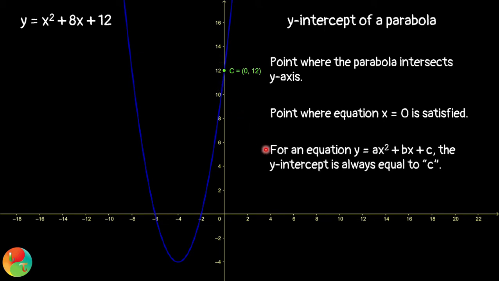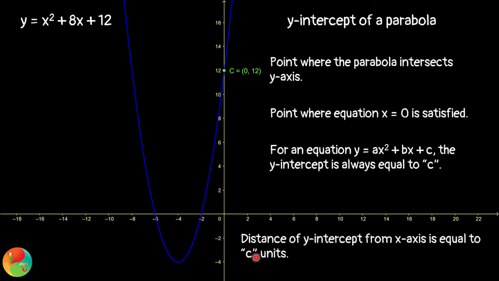For an equation y is equal to ax square plus bx plus c, the y-intercept is always equal to c. How can we say that? Simply put the value of x equal to 0. In this equation, the terms ax square and bx will vanish, leaving only plus c behind. We can also say that the distance of the y-intercept from the x-axis is equal to c units. It doesn't matter if the y-intercept is above or below the x-axis.